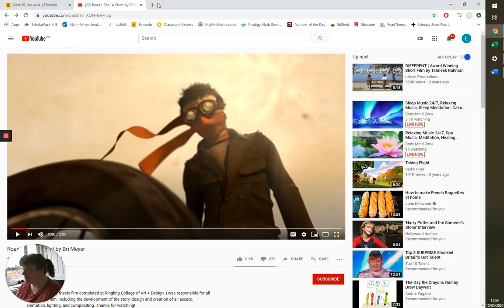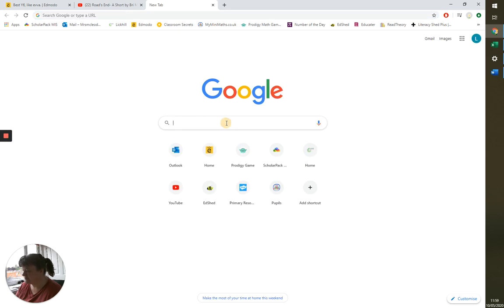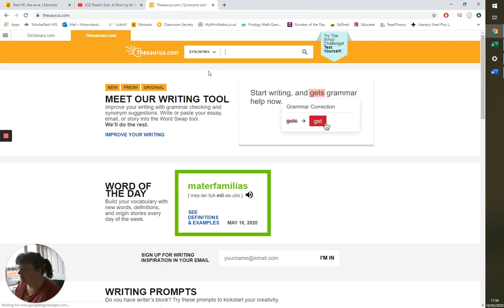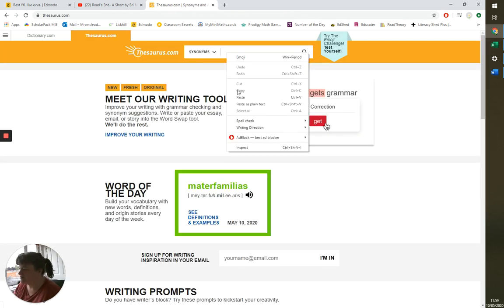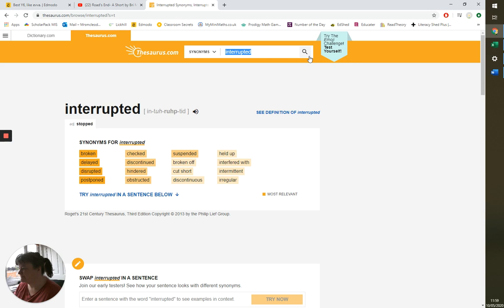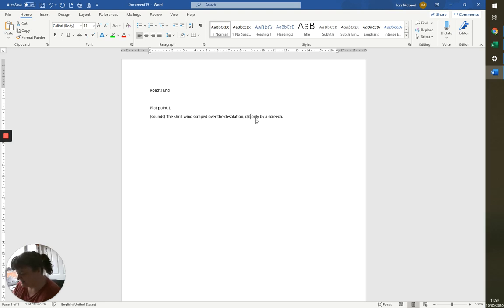So what I'm going to do is go for a thesaurus. If you've got access to this, you could do this too. I'm going to take interrupted out because it's not powerful enough. Or I could have broken. The shrill wind scraped over the desolation. Broken. Can you break wind? Oh, I can't say that. I'm not going to go for broken. What about disrupted? That might be a bit more polite. How about disrupted?